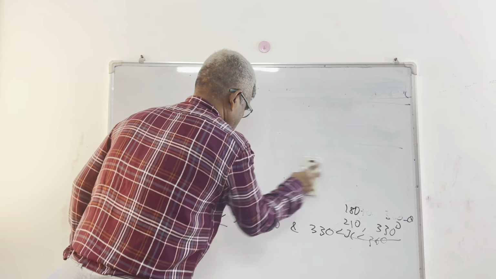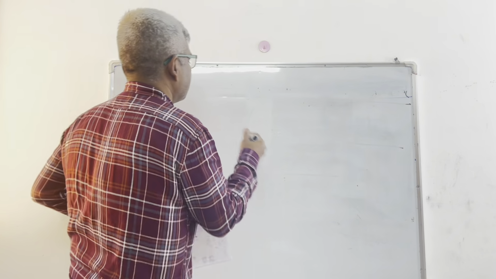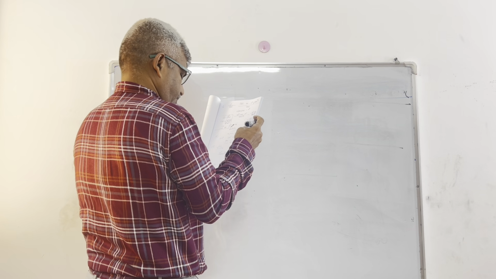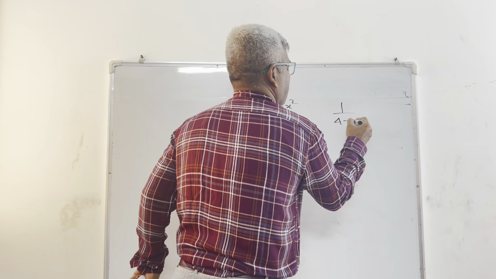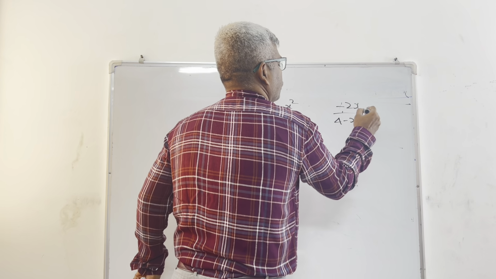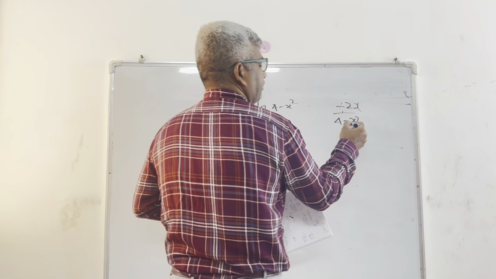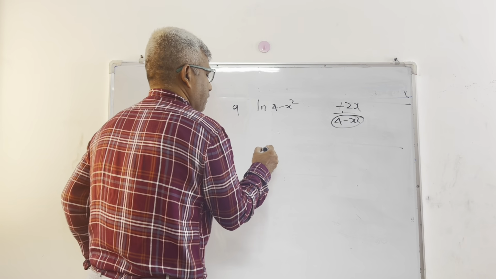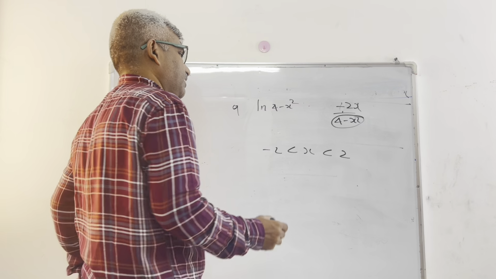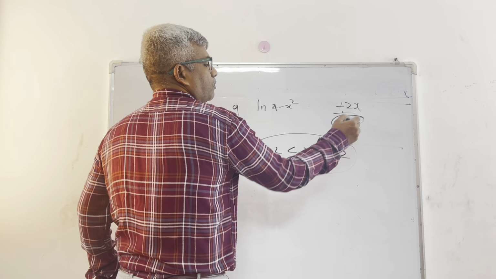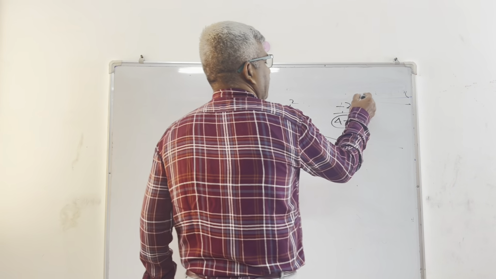Question number 9. Ln of 4 minus x square. If you differentiate, 1 over 4 minus x square times the derivative of the inside, minus 2x, gives minus 2x over 4 minus x square. 4 minus x square will be positive only when x is between minus 2 and 2. This is the domain: x should be less than 2 and at the same time greater than minus 2.